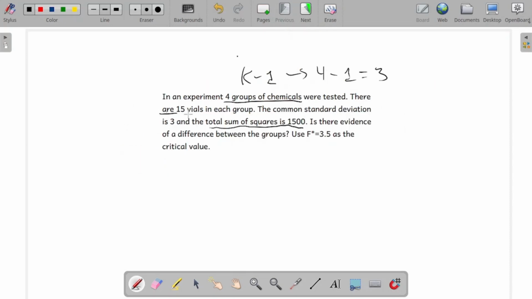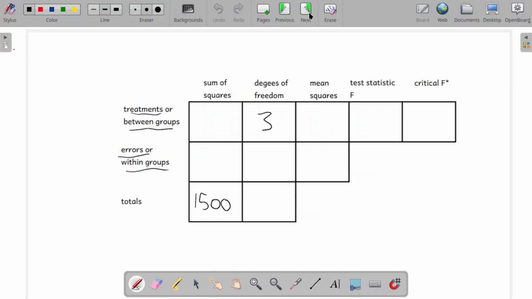Now, each group has 15 vials, so 4 times 15 gives us 60 total observations. So the degrees of freedom for the errors, which is where we're going to use this value next, is big N, which is this value, minus K, which is this value. So we end up with 56. Let's put that in our table. So this adds up to 59, and this is just a bookkeeping cell where N minus 1 provides a way to keep track of the degrees of freedom.